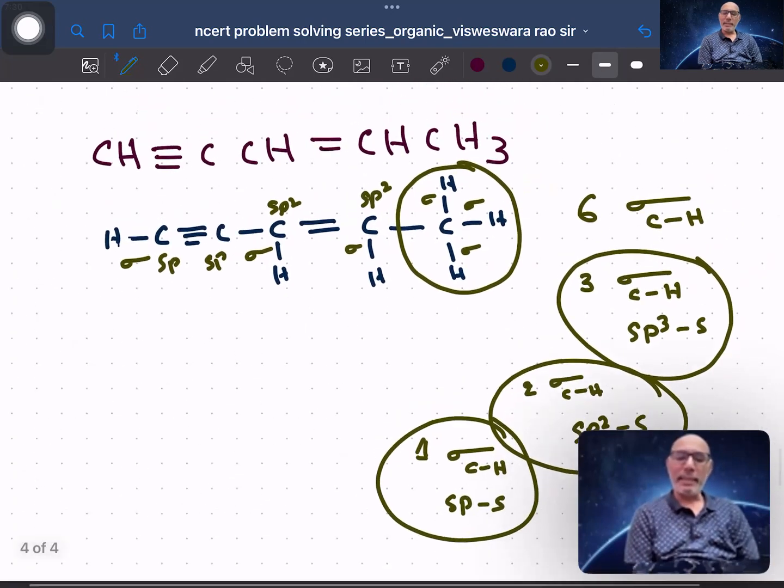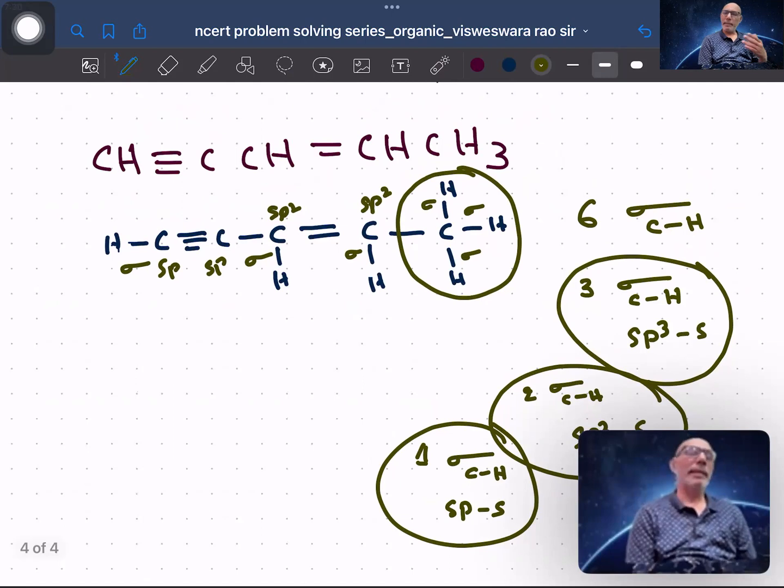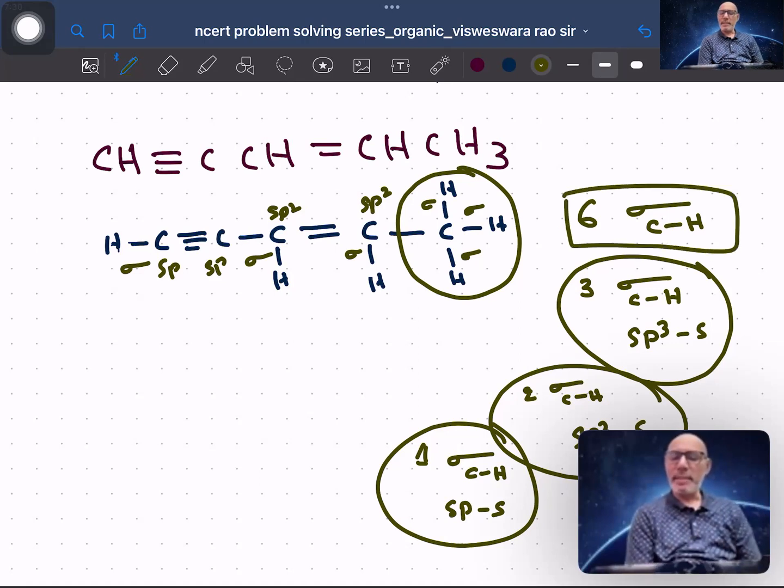Like that, even though these are very simple, repeatedly you are getting easy questions. You can easily answer these questions. Anyway, I counted the total number of CH sigma bonds. I clearly explained what kind of hybrid orbitals and atomic orbitals are involved in those things.